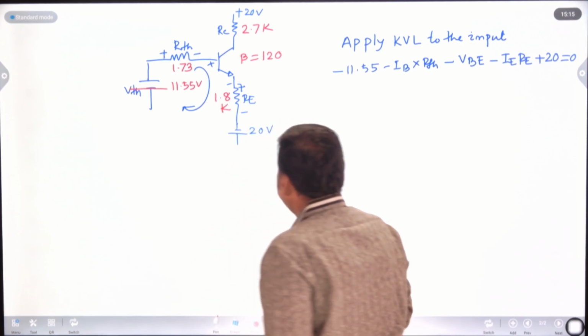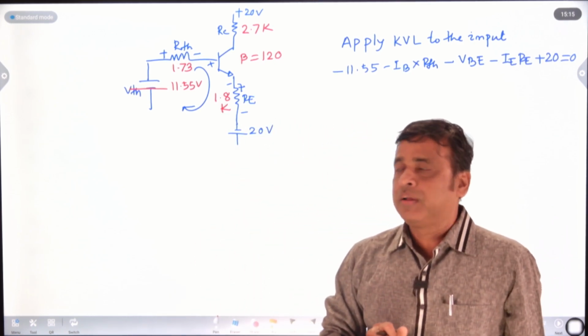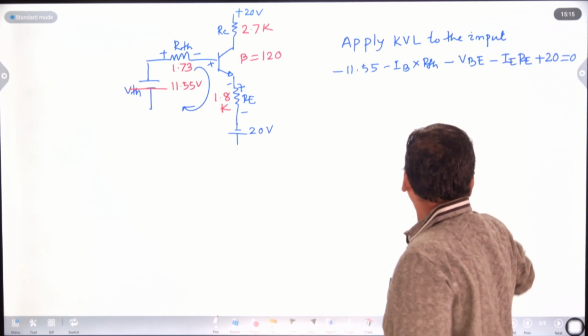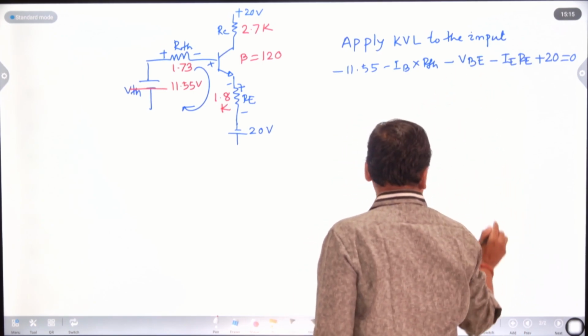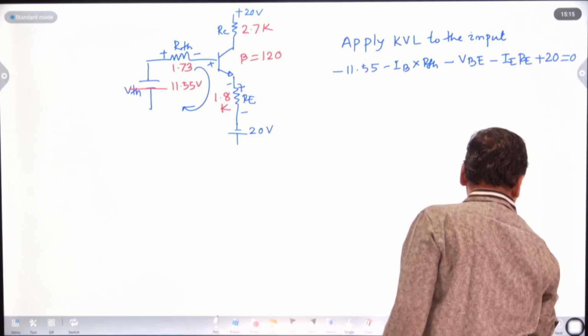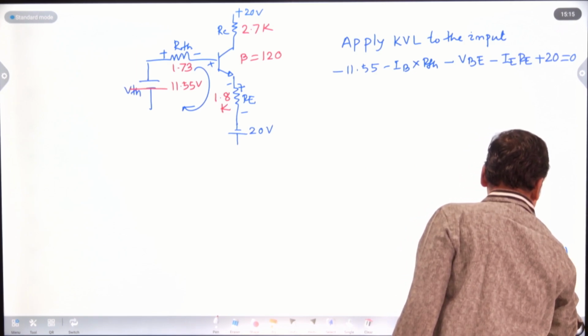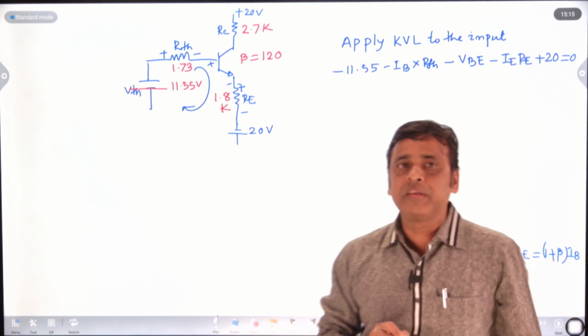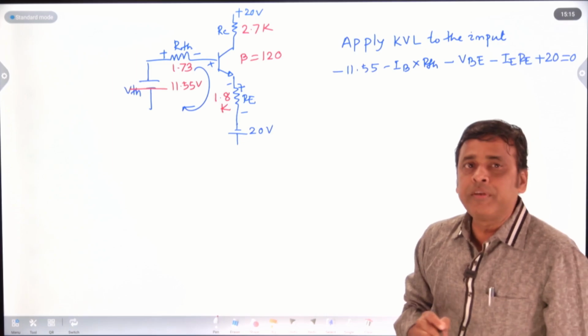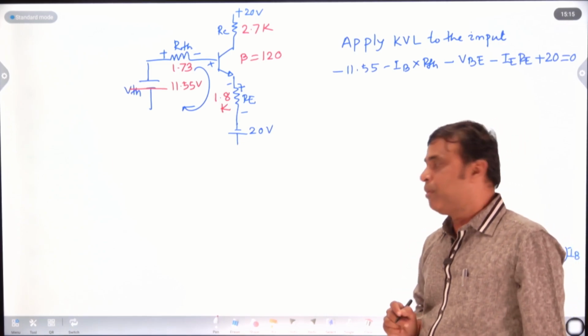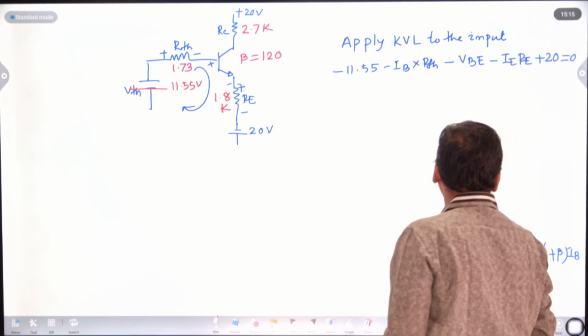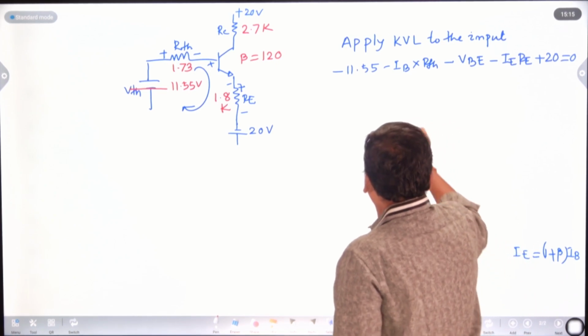Then what will we do? Applying KVL to the input, find the input current, which is your base current. Here that is your emitter current. Already I told you, emitter current IE is nothing but 1 plus beta times base current, 1 plus beta whole into IB, because emitter current equals collector current plus base current. So collector current equals beta times base current, beta into IB plus IB, that's why IE equals 1 plus beta whole into IB.